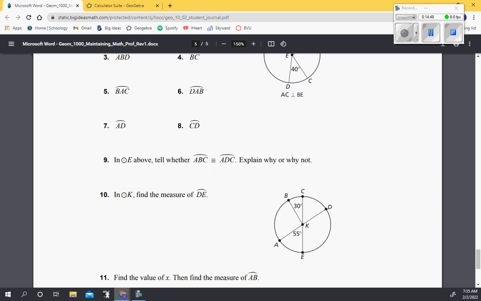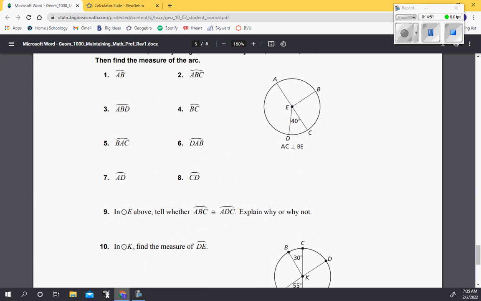Number 9 deals with the circle above here. Tell whether ABC is congruent to ADC. Okay, now we knew the measurement. We knew this was 90, 90, and 140. So ABC is 180 degrees. That was our semicircle. And ADC is 180 degrees. So yes, both are semicircles.